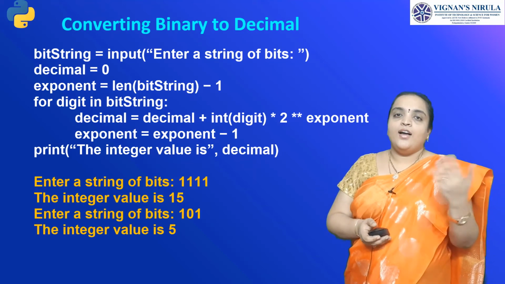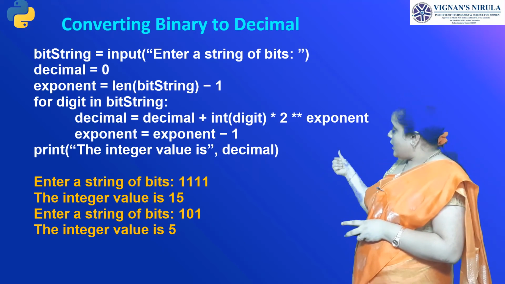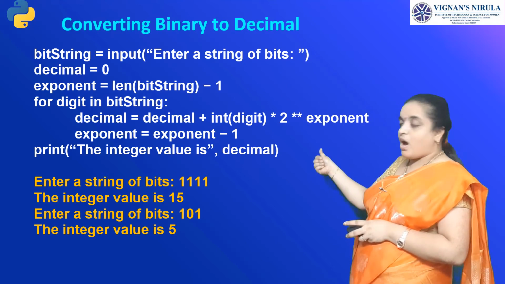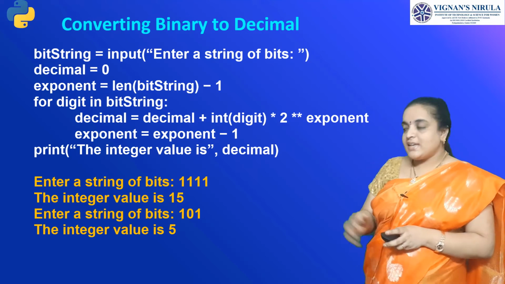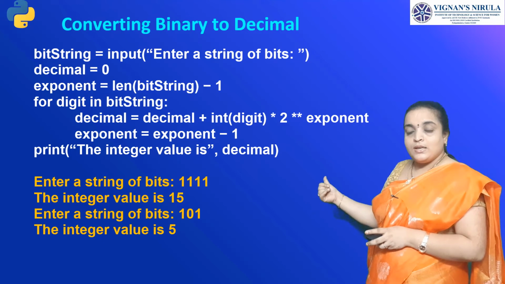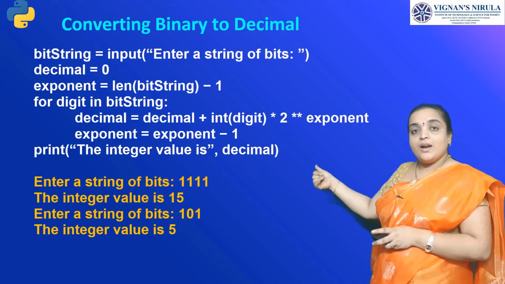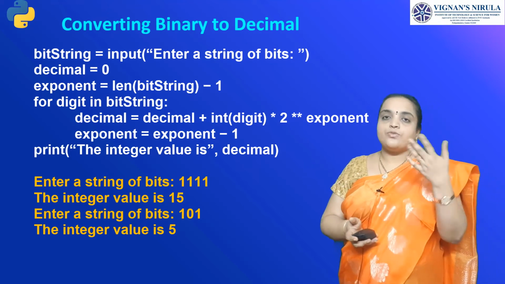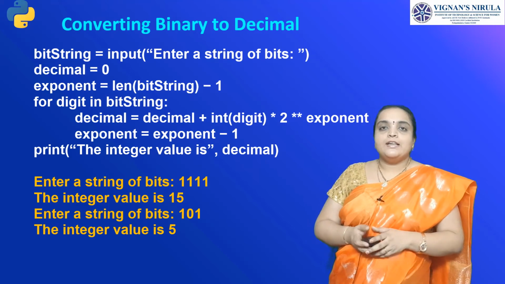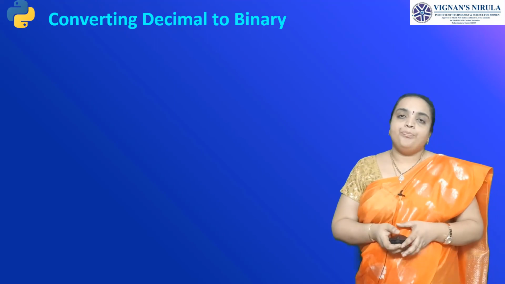So what is the example? 1 1 1 1 means 2 power 0 plus 2 power 1 plus 2 power 2 plus 2 power 3. We get 15. In the same way, in the next example, 101: 2 power 0 plus 2 power 1 into 0, we didn't get that, plus 2 power 2. 2 power 2 is 4, 4 plus 1, 5. We will get the decimal number. Is that clear? So, in this way, we convert a binary number to a decimal number.